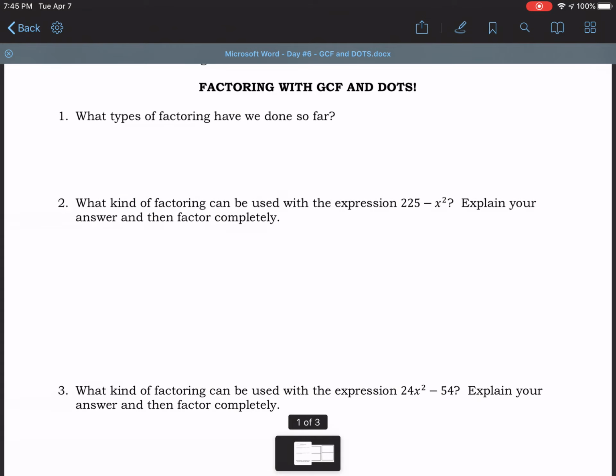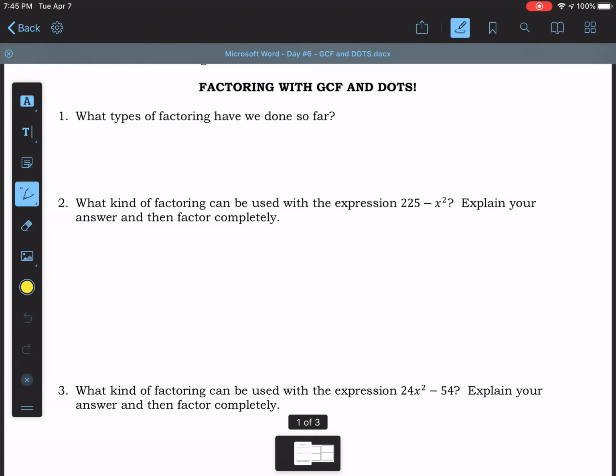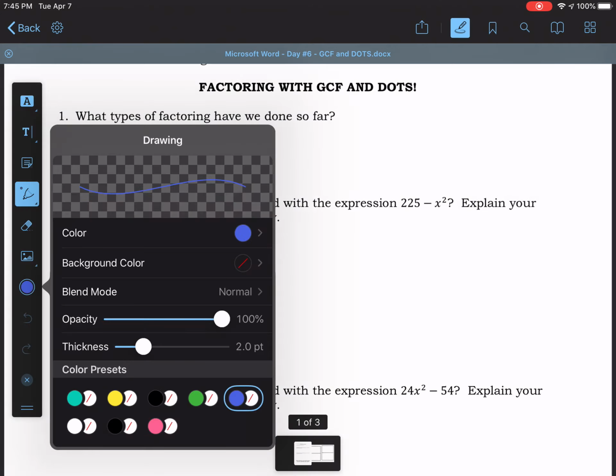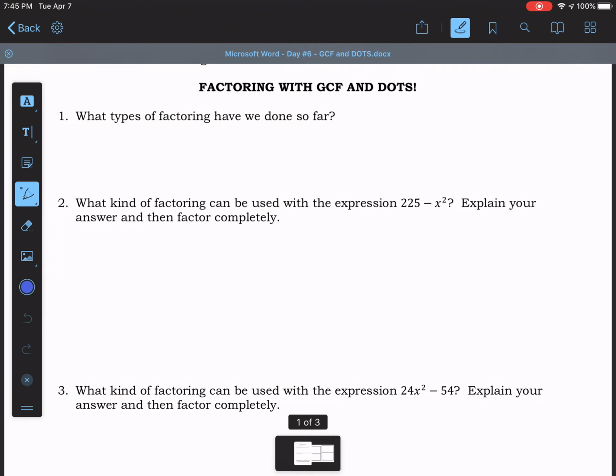Okay, so we're going to go over now just doing some practice with factoring with greatest common factor and with DOTS. So sometimes when we do this, we're going to actually have to end up doing both. We're going to have to end up doing GCF factoring, and then we'll also have to do DOTS. So let's just first go over what we know at this point. So right now, the two types of factoring we've done are GCF and DOTS.